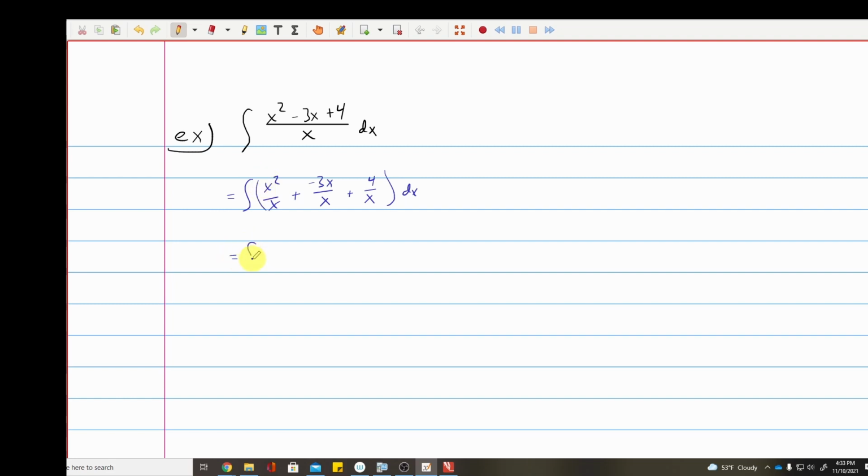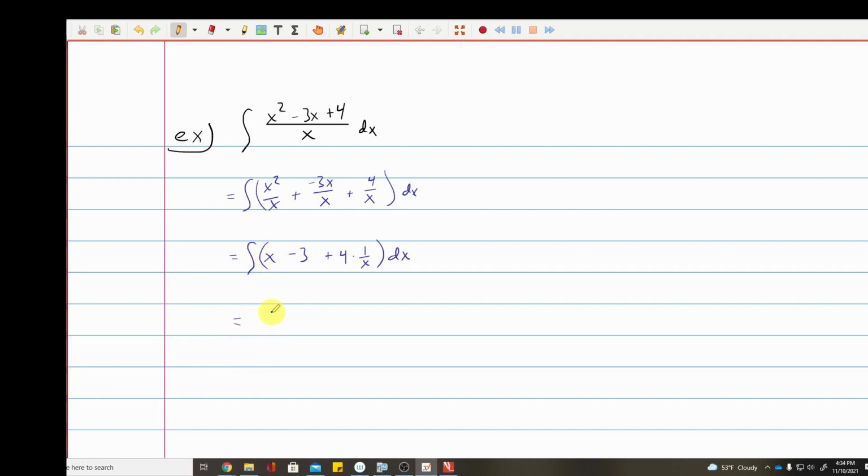When I simplify, x squared over x gives me x. Negative 3x over x will just give me a minus 3. And the 4 over x, I'll maybe pull out the constant. What I really want to do is put this in the right form for antidifferentiating. The 1 over x is the right form because I want to look at that and say, oh, that gives me a logarithm. I'm not going to use the power rule there. For the other two, I am going to use the power rule.